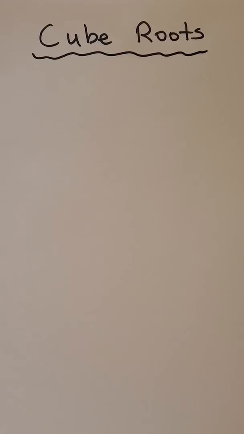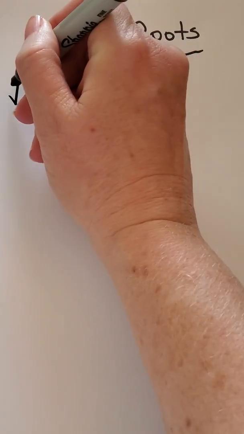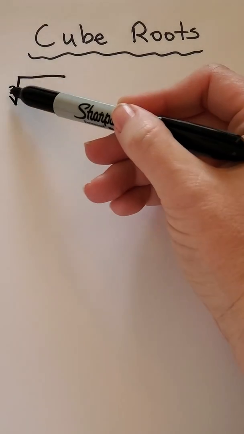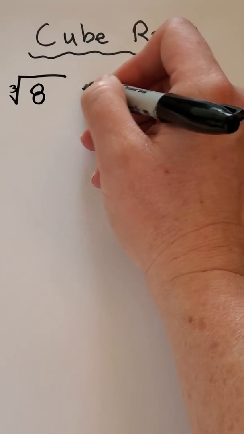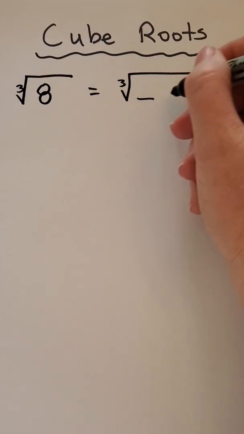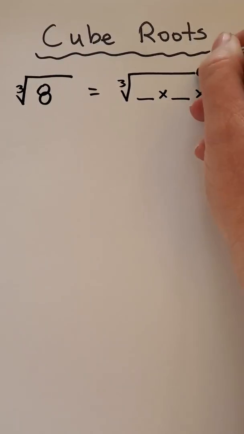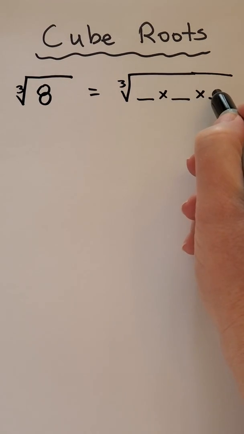Today we're going to learn how to find cube roots, or how to simplify cube roots. So let's take one that looks like this. A cube root is kind of like a square root, but there's a little 3 right here. So we're going to find the cube root of 8. What that means is some number times the same exact number times the same number is going to be equal to 8. So these will all be the same number.